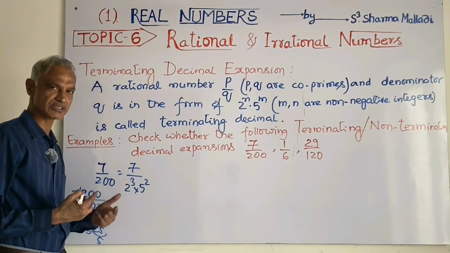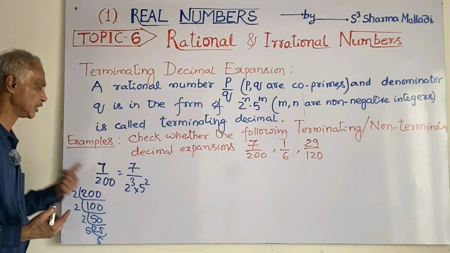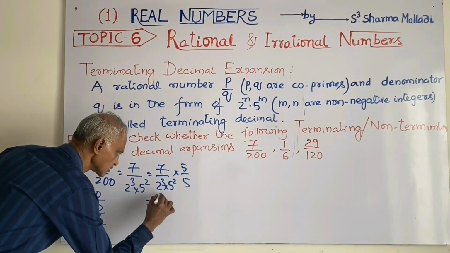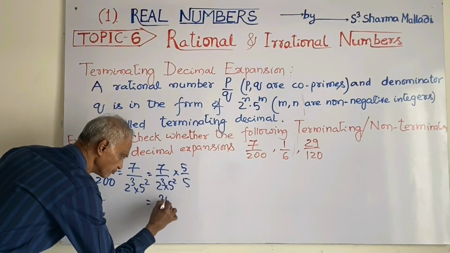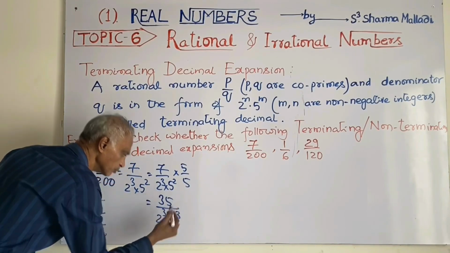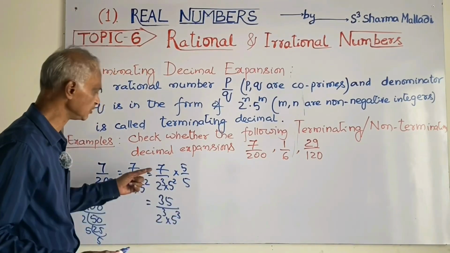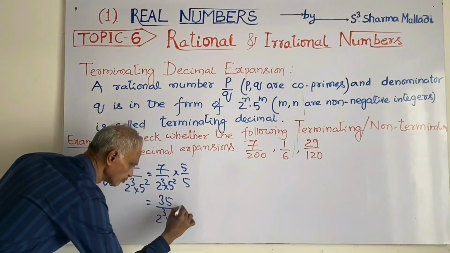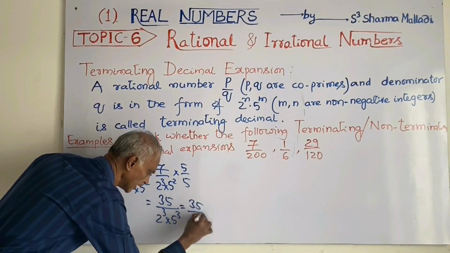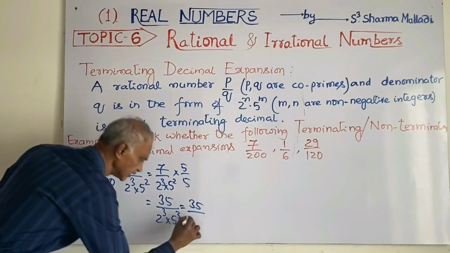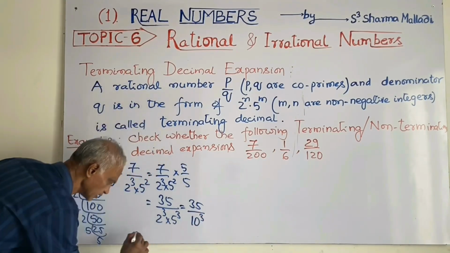Again we will do: what is the value of 7 by 200? You multiply and divide with 5. This can be 7 5s are 35 by 2 cube into 5 cube. There is no difference in the value of 7 by 200. See, 35 by 2 cube into 5 cube. 2 5s are 10, 10 cube. It can be written as 10 cube.